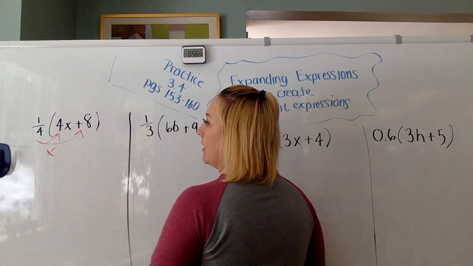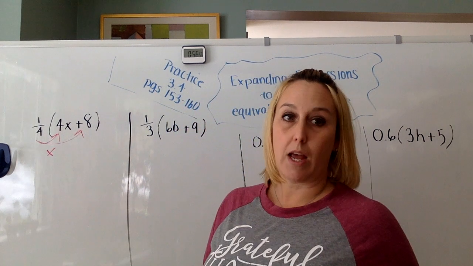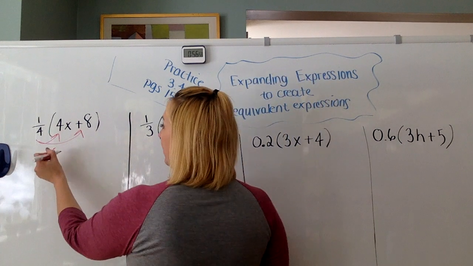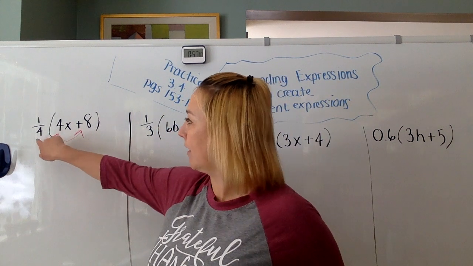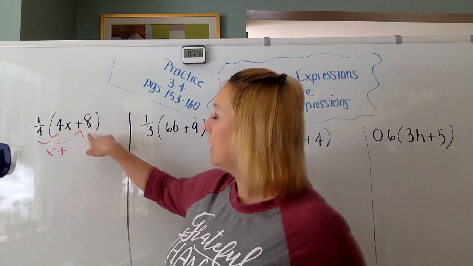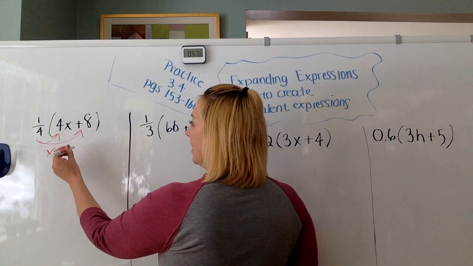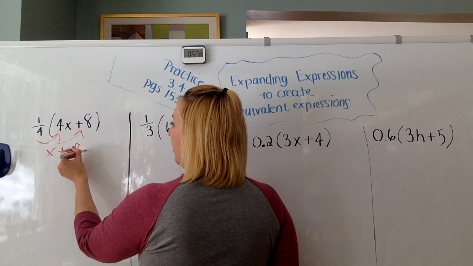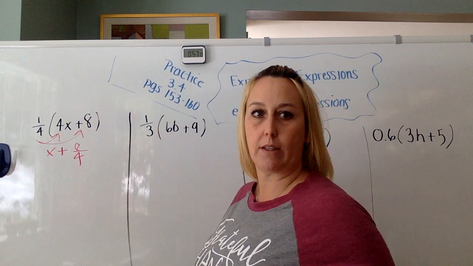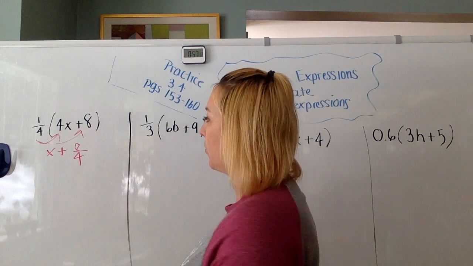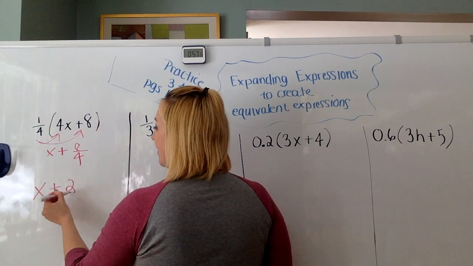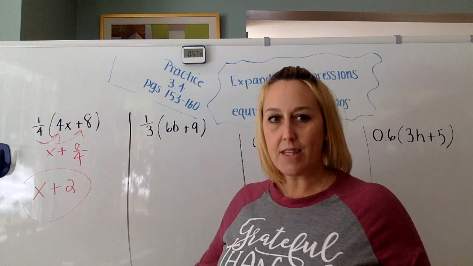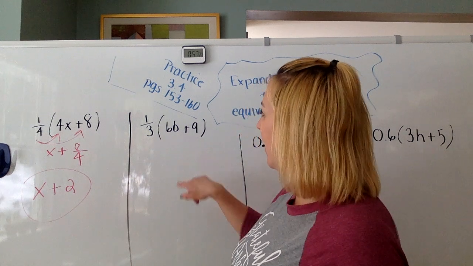1/4 times positive 8. So I'm going to put my positive sign, right? Addition sign, because I've got a positive times a positive. 1/4 times 8 is 8/4, which is the same as saying x plus 2. Love it, right? All right.